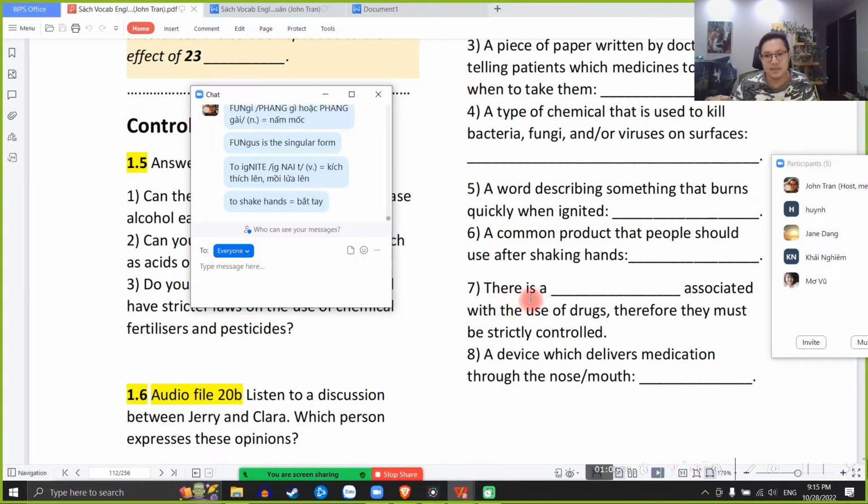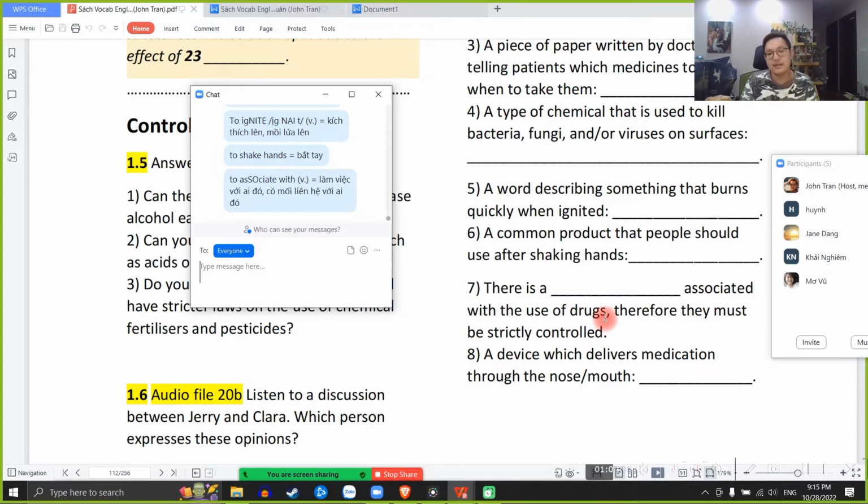Câu số 7, number 7. There is a something associated with the use of drugs. To associate with. Động từ to associate with là làm việc với ai đó hoặc là có mối liên hệ với ai đó. There is a something associated with the use of drugs. Có một cái gì đó có liên hệ với sự sử dụng của thuốc.